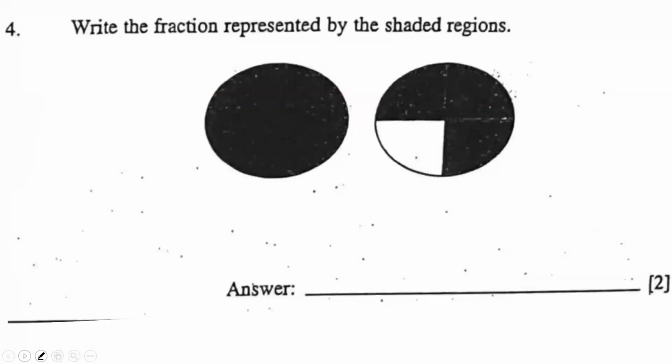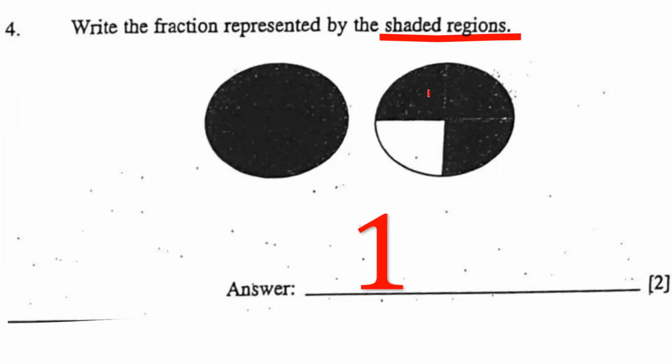Okay, so question number 4 says, write the fraction represented by the shaded region. It's very important that we make sure that we understand that we're talking about the shaded region. It's the shaded region that we are trying to write a fraction for. So we notice that this is one whole. This is a circle that is fully shaded. So that's one whole. So we have 1 here.